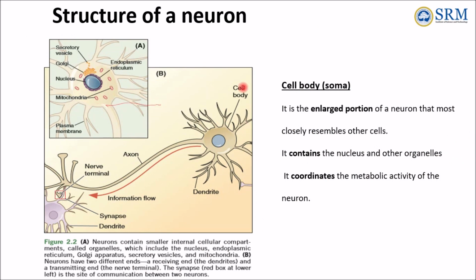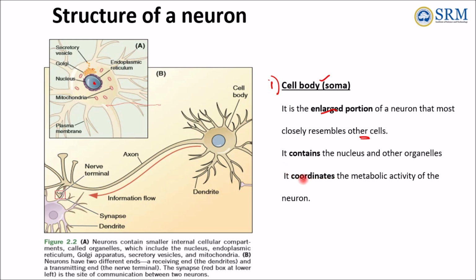So if you see this cell body, that is the major part of the neuron, the cell body, which is also called the soma. It is the largest portion of the cell. It is similar to all other cells, that is, it contains an outer membrane, it has a nucleus and all the other organelles like smooth endoplasmic reticulum, rough endoplasmic reticulum, mitochondria, then you have the lysosome. So all the organelles are present in the cell body.